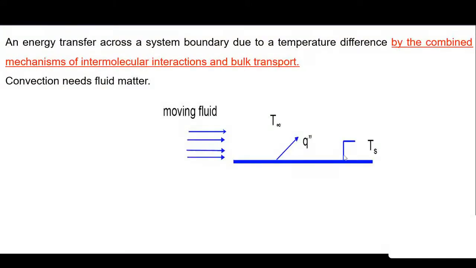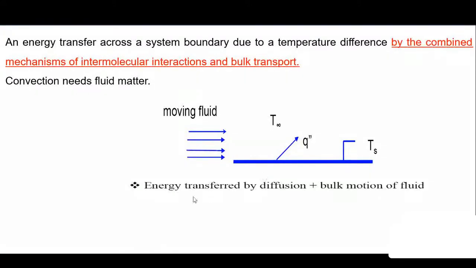There is a flat plate, and the temperature of the flat plate is maintained at temperature Ts. The fluid is moving and the fluid temperature is, say, T infinity. If there is a difference in these two temperatures, some heat is going to transfer from the fluid to the surface or from the surface to the fluid, depending upon which temperature is higher. This q double dash shows the convective heat flux, that is the convective rate of heat transfer per unit surface area. So energy is transferred because of diffusion, that is conduction, plus the bulk motion of the fluid.